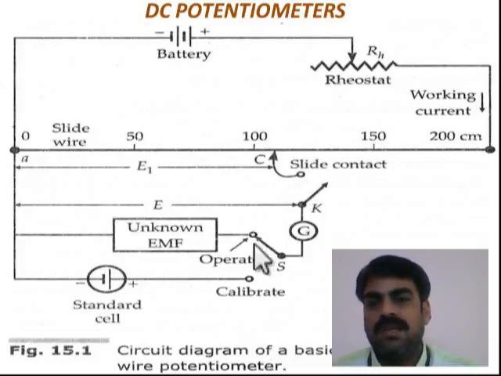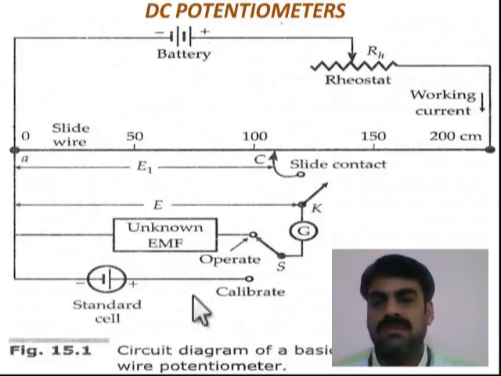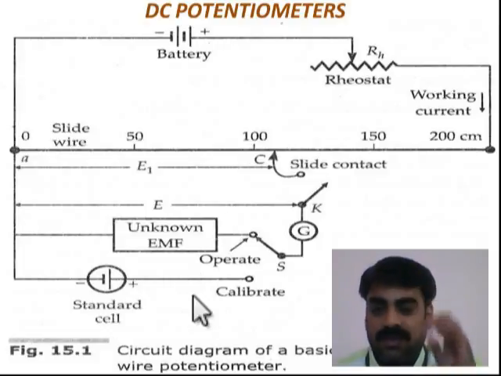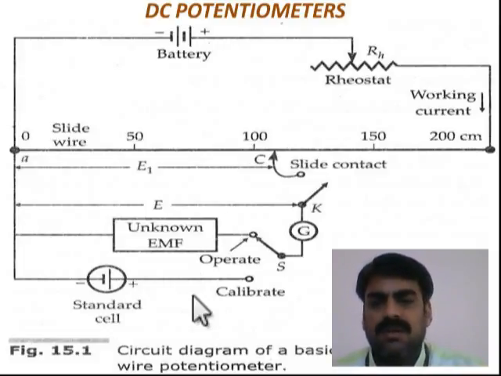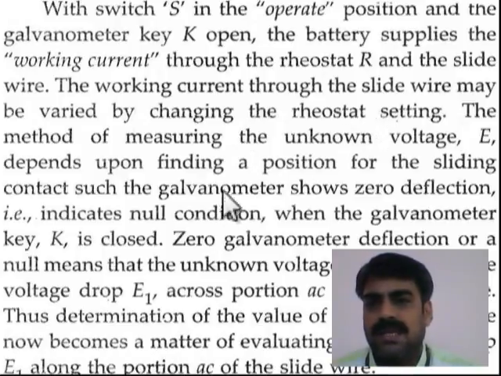For example, if calibrate mode is selected and the galvanometer reads 0, it means the potential drop across the slide wire, with respect to the position of the slide contact, matches the standard cell. So this is how this instrument helps us to measure unknown EMF. Okay, so this is the basic construction and the major components of the basic slide wire circuit, and the same thing is presented in this slide.